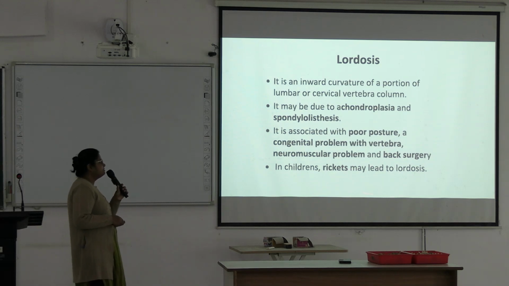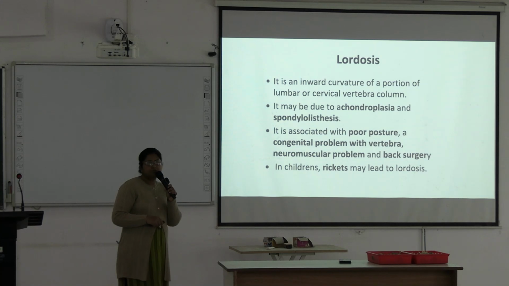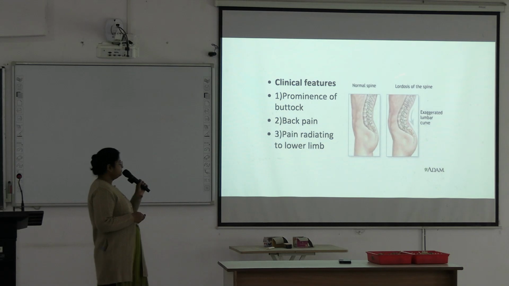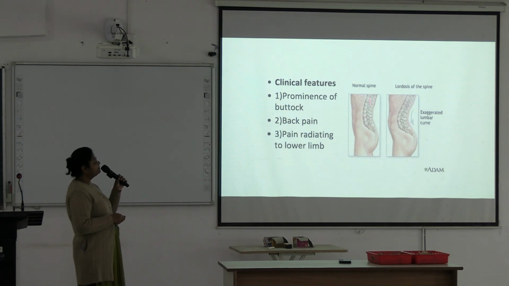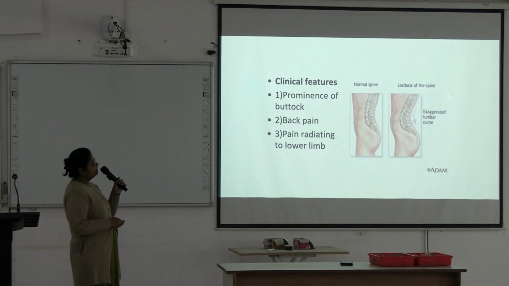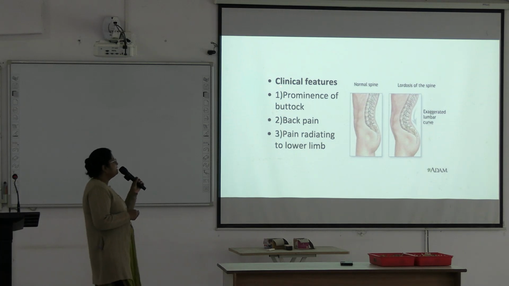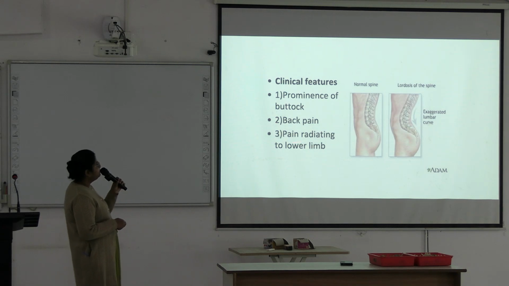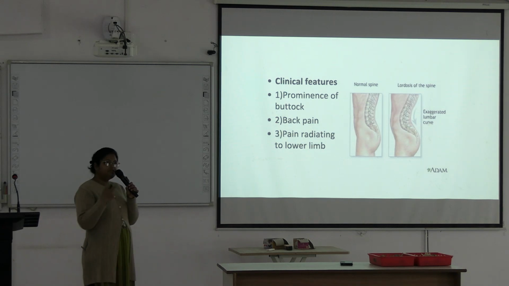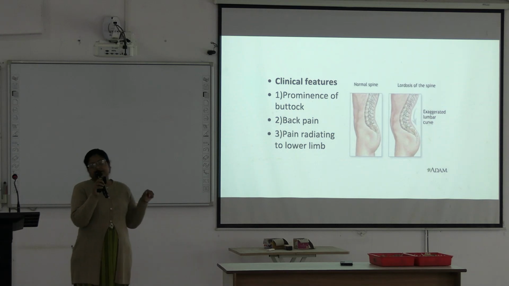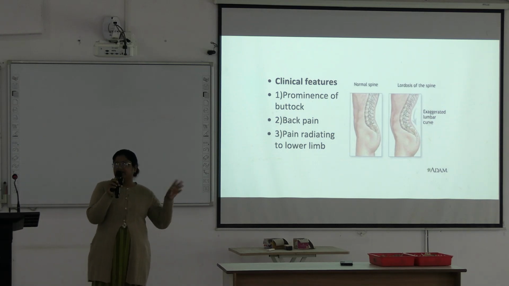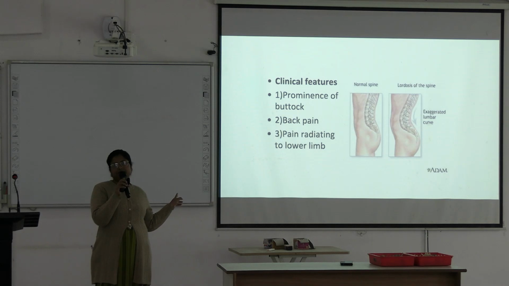In children, rickets may lead to lordosis. Rickets is due to vitamin D deficiency. Okay, next. See here, this is normal lordosis of the lumbar region, but here is an exaggerated lumbar curve, that is known as lordosis of the spine. So, what are the clinical features? There will be prominence of the buttock, back pain and pain radiating to the lower limb. It is due to decreasing the diameter of the vertebral canal, and there will be nerve compression. That's why there will be pain.